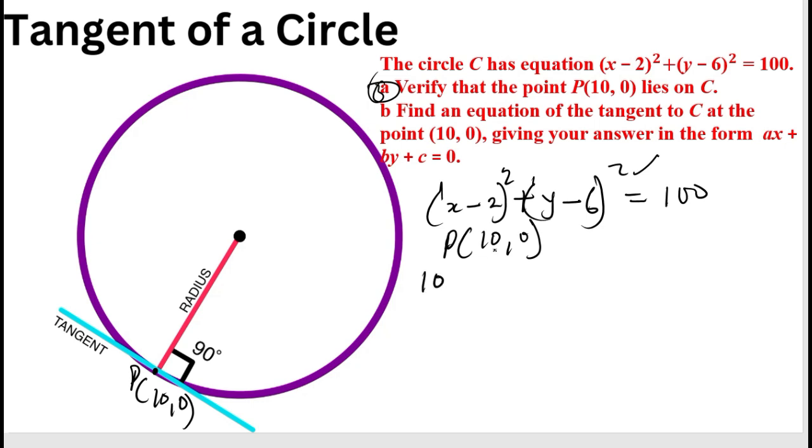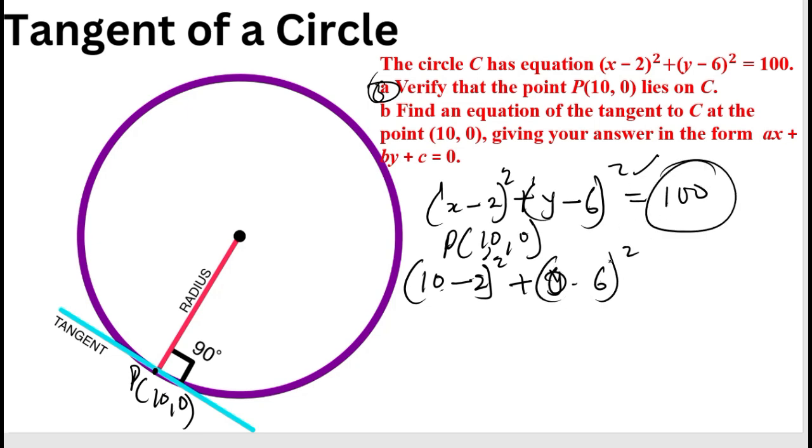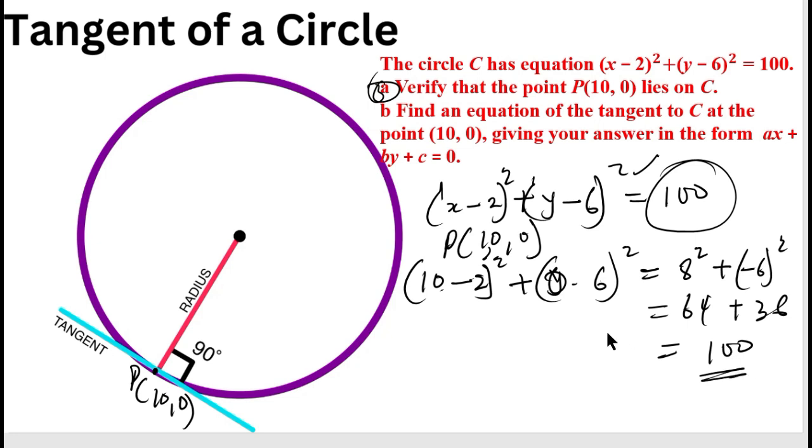That is, the x value for P is 10, so (10 − 2)² plus y, which is 0, minus 6 all squared must equal 100. This is the same thing as 10 minus 2, that's 8 squared, plus 0 minus 6, that's minus 6 squared, which is 64 plus 36. And obviously, 64 plus 36 is 100. So the point P at (10, 0) lies on this circle.